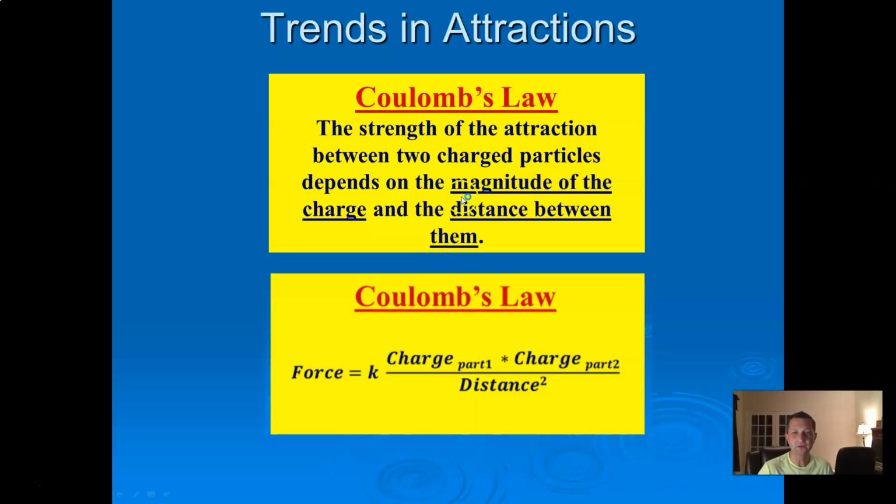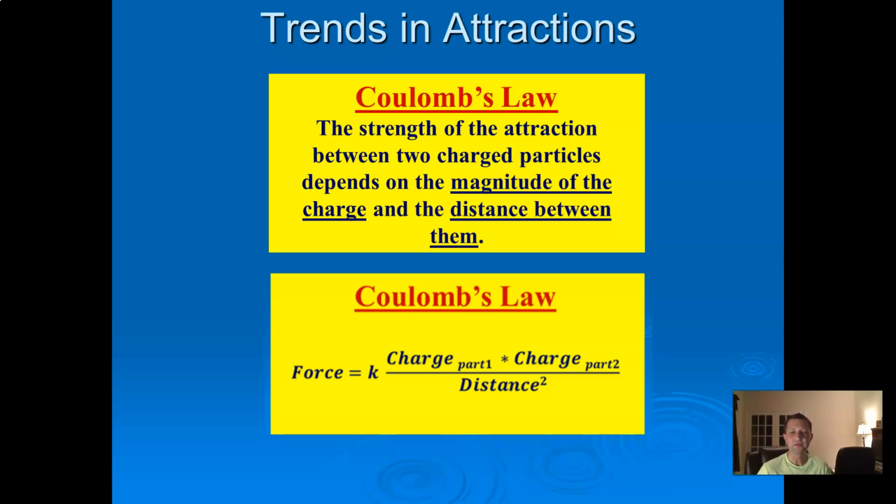Okay, so let's focus on what Coulomb's law is. Here's the official definition. There are really two components, two parts that we need to worry about here. It tells us the strength of the attraction between two charged particles. Your charged particles are your nucleus, with your positive charge, and your valence electrons, which are negative. The strength of attraction between them depends on the magnitude of the charge, so how big that charge is. Is the nucleus a +3, a +4, +5, whatever. And the distance between them, the distance between the nucleus and the electrons you're talking about.